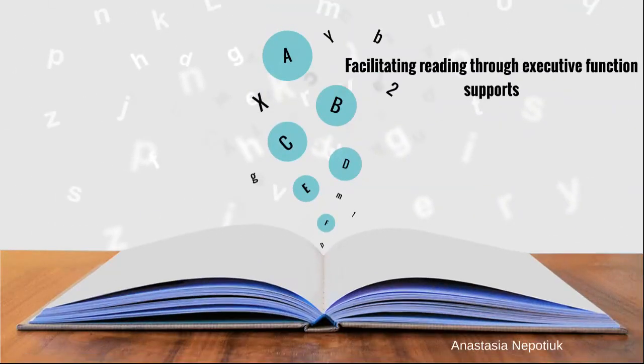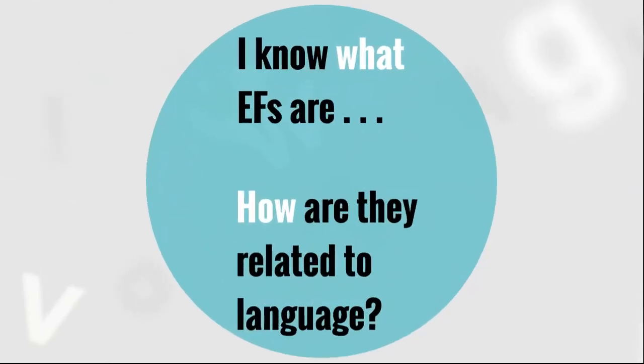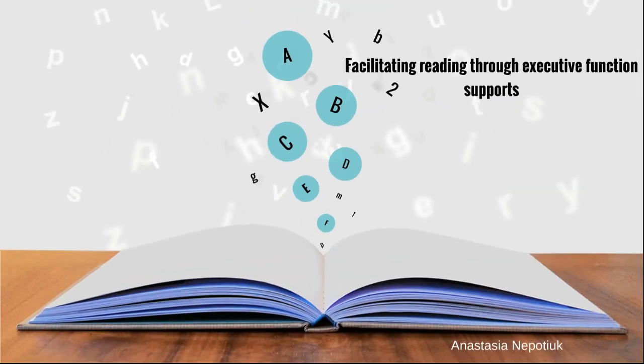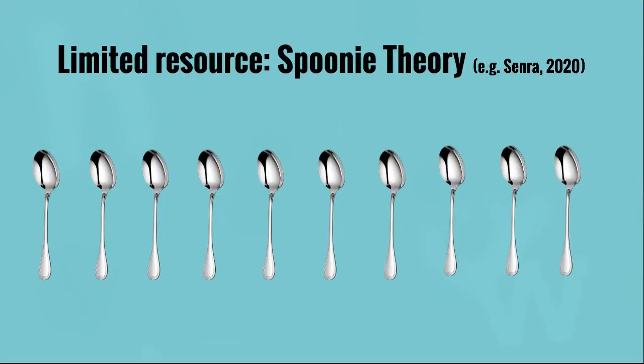So now that we know what executive functions are, we can talk about how exactly they're related to language. There are a lot of ways that executive functioning is related to reading, and I'll get into some of them on the next slide. But what I really want to get across in this presentation is that executive functioning, as a way to engage in complex, planned, and goal-driven behavior, as a resource, is limited. They are not infinite in their capacity.